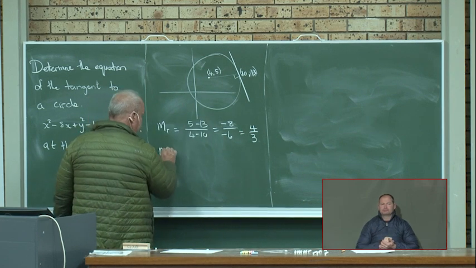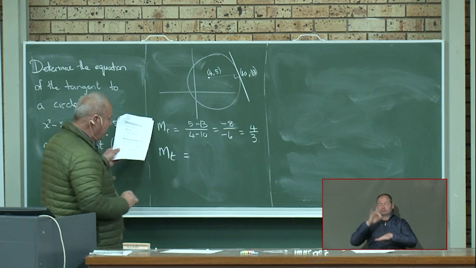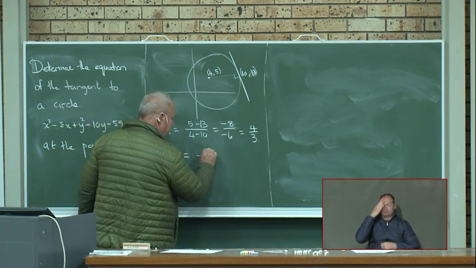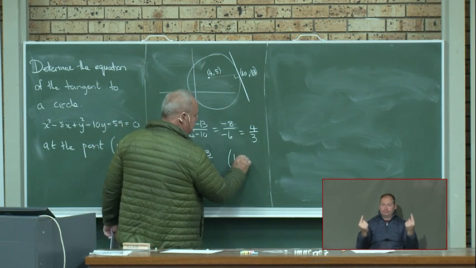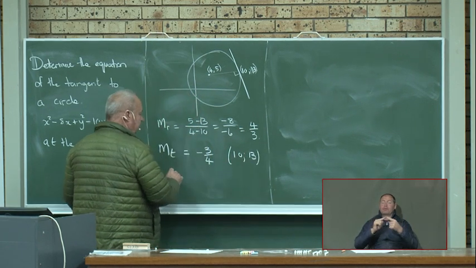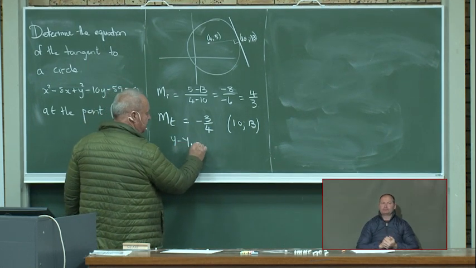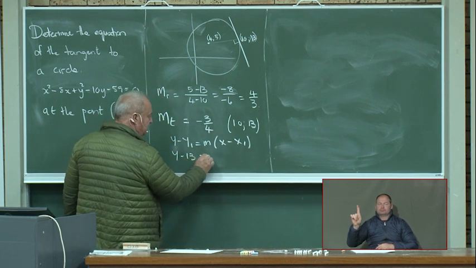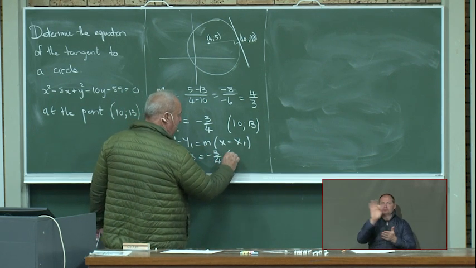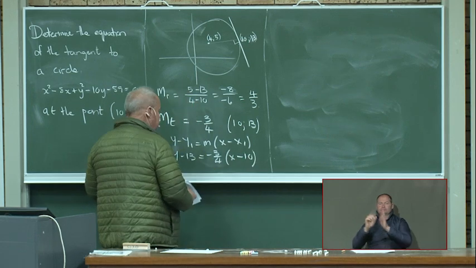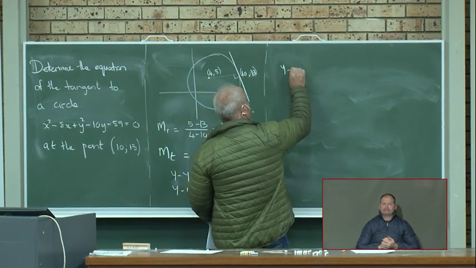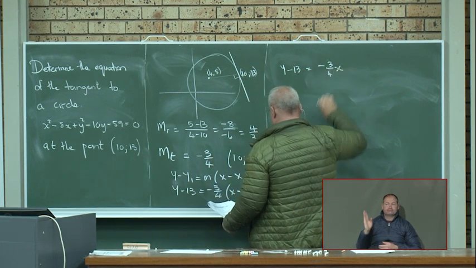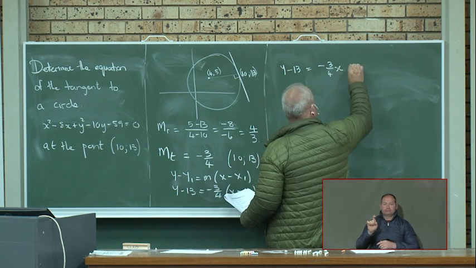Now we've got to find the gradient of the tangent, but the radius and the tangent are perpendicular, so the gradient of the tangent is the opposite sign and the inverse, and we've got the point here, (10, 13). So here we can say that y minus y1 is equal to m bracket x minus x1. So y minus 13 is equal to negative 3 over 4, and that is x minus 10. So here we can say that y minus 13 is equal to negative 3 over 4 x plus 30 over 4.